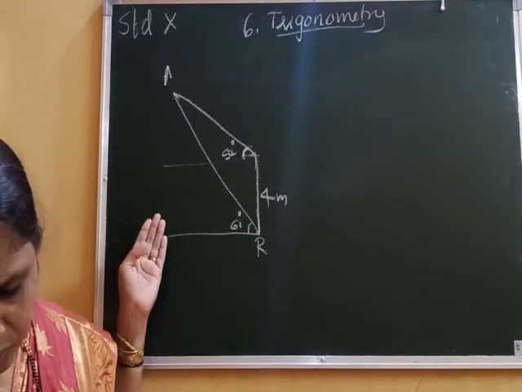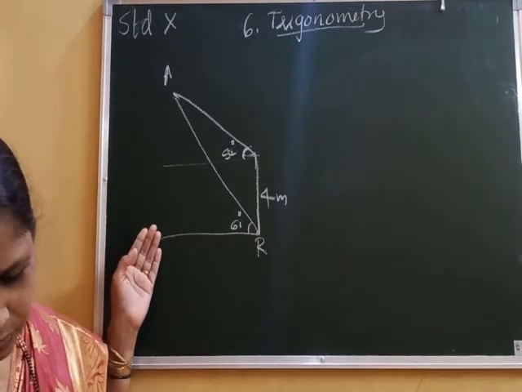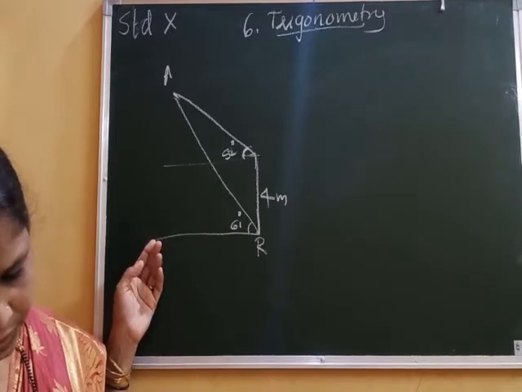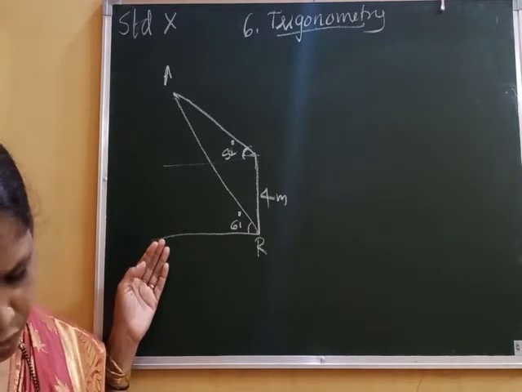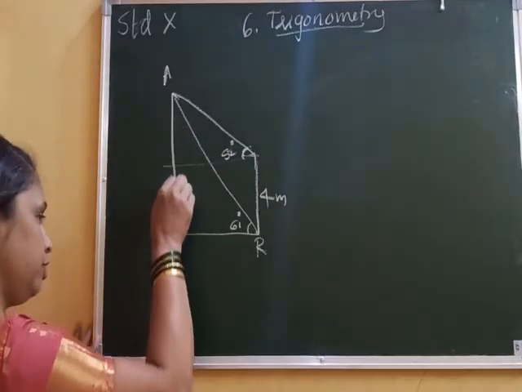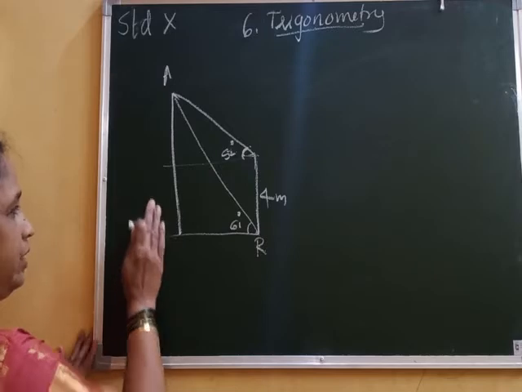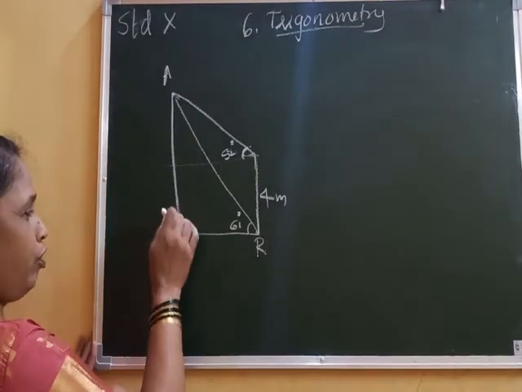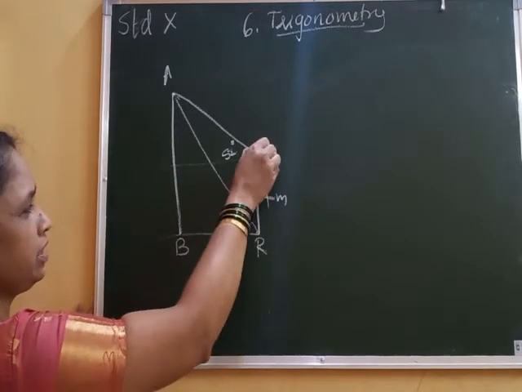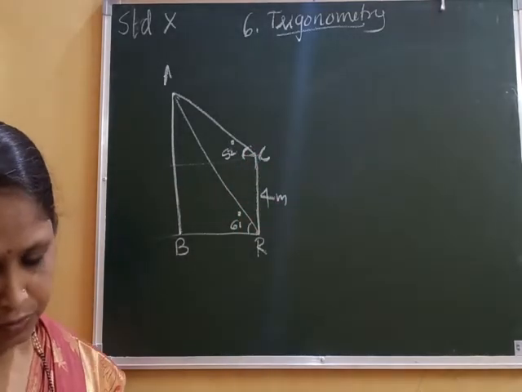Now from here, what do we have to find out? While observing the eagle from there, the angle of elevation was 52 degrees. At what height from the ground was the eagle? So this will be the height of the eagle from the ground, that we have to find out. You can give this any name you like.